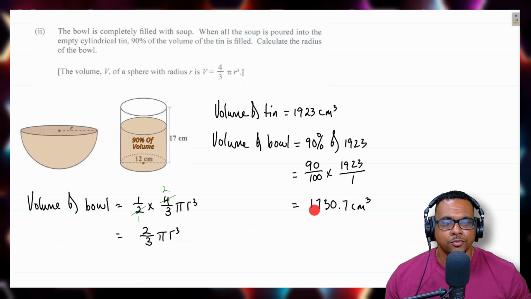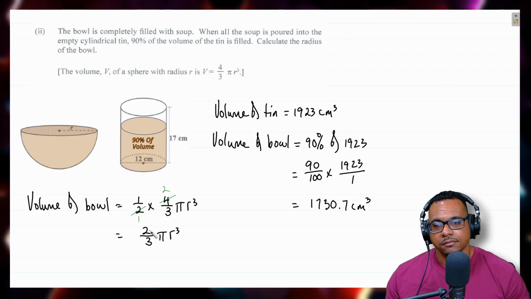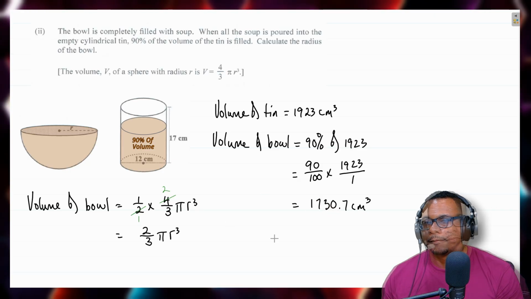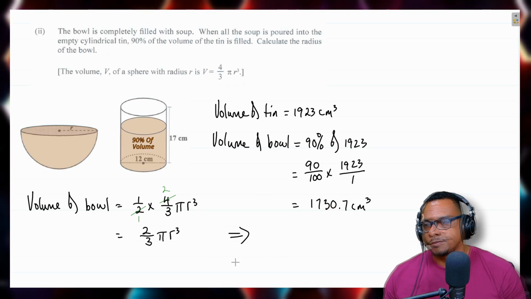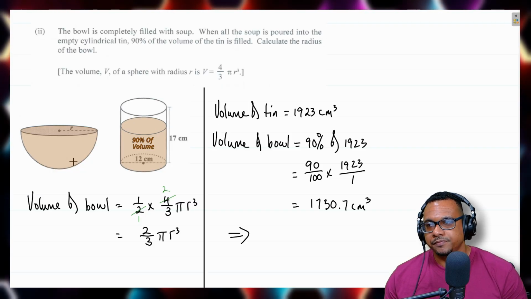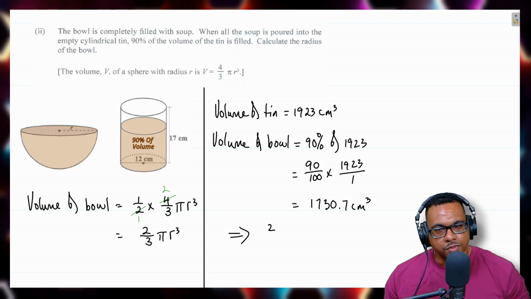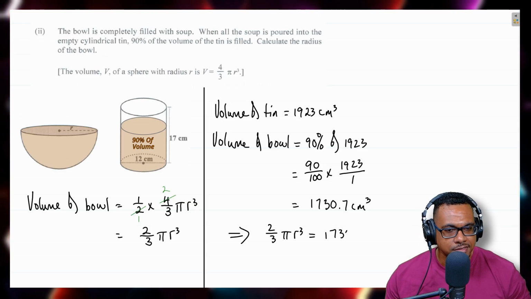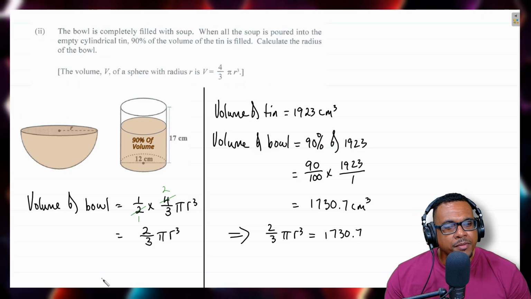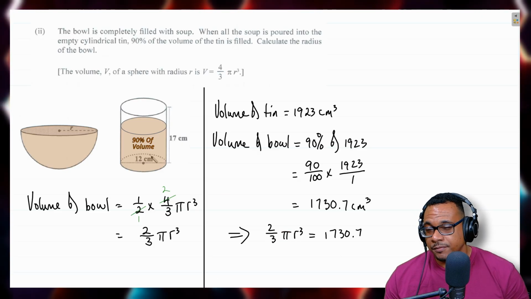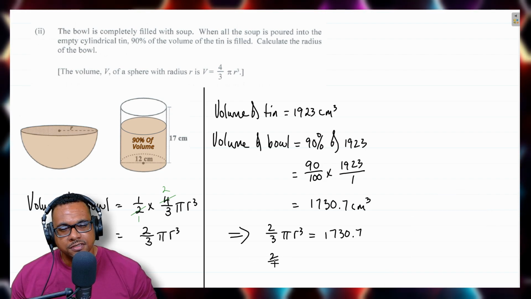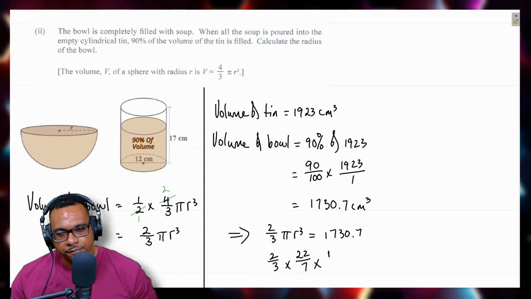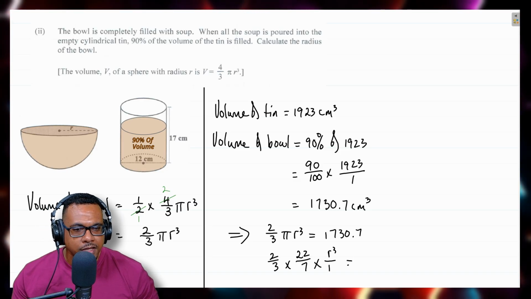So now, if the volume of the bowl is 2/3 pi R cube, and the volume of the bowl is also 1,730.7, then 2/3 pi R cube has to be equal to 1,730.7. So this would imply, I'll put a line here to separate these. That 2/3 pi R cube is equal to 1,730.7. Now remember, in this question, we are using pi as 22 over 7. So let's put that in. So we have 2/3 multiplied by pi, which is 22 over 7, multiplied by R cube, and I'll put the R cube over 1 so I can simplify properly.